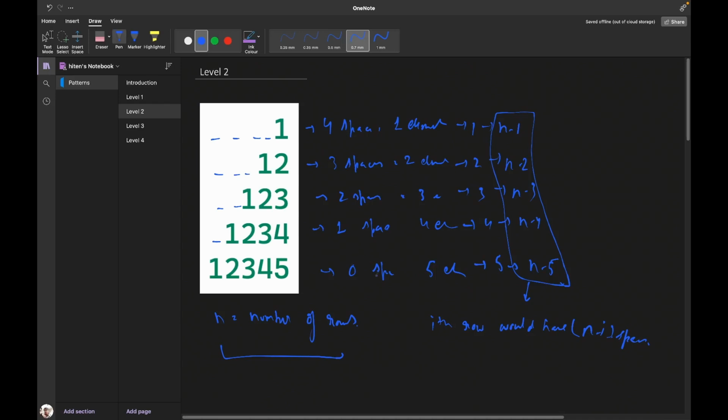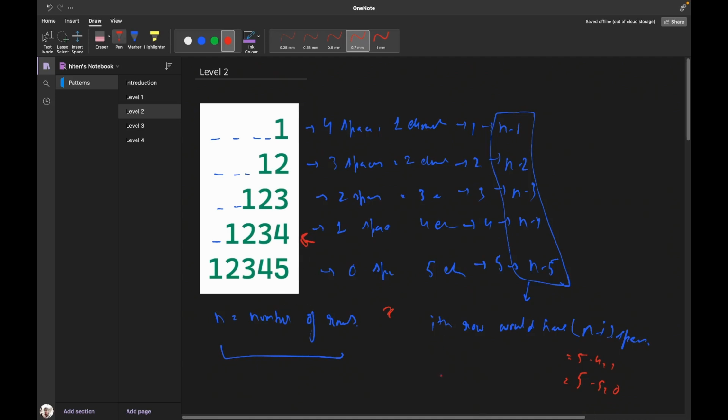Let us check this also. Let us take the fourth row. We have 5 as the value of n, and we put 4 as the value of i. So that would be 5 minus 4, which is 1, and we know that the fourth row has one space. Let us try with the fifth row as well. The value of n is 5 and we are on the fifth row, so i would be 5, so that would be 0. The fifth row would have 0 spaces.